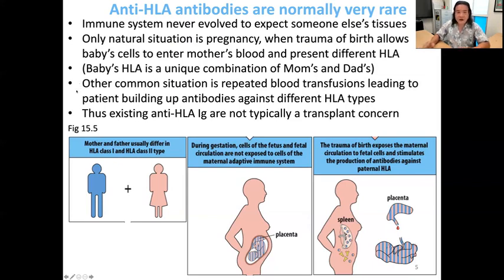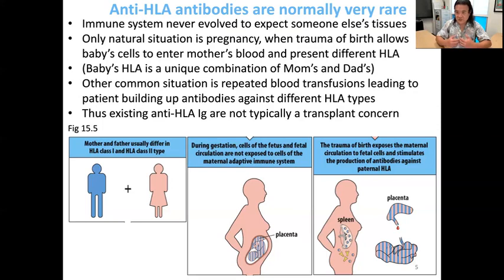The other common situation, now getting into a more unnatural situation, is blood transfusions. Mother Nature never intended or designed us to exchange blood with each other. The fact that we do it as a way to save somebody's life is something we've come up with. That's medical technology, which has only been around for maybe 100 years, maybe even less, compared to the hundreds of millions of years that our immune system has been finely tweaked to expect certain things and not expect other things.